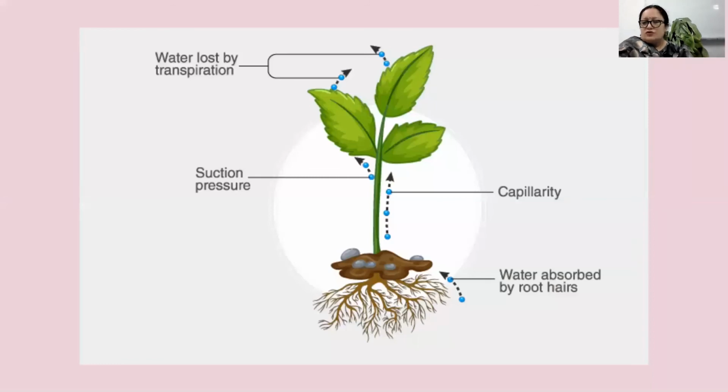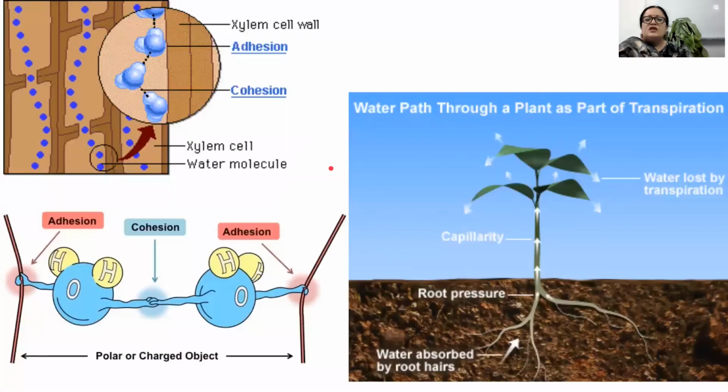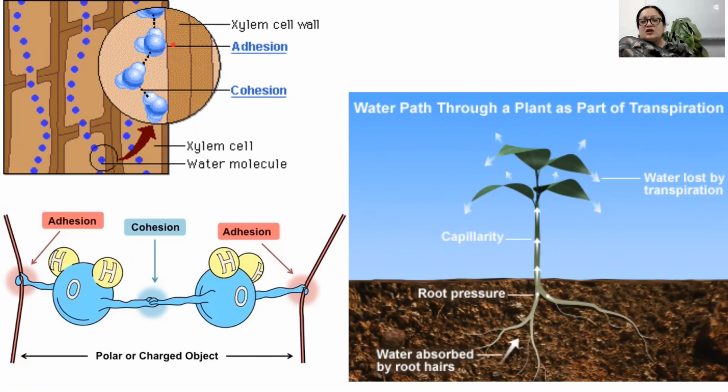So these are the various forces. Roots will absorb water, which will create a root pressure. The narrow capillary structure of the xylem will further help in ascent of sap. The water lost by transpiration will create a suction pressure or a transpiration pull. All of this will help in ascent of sap. Now, as you can see here, the water molecules, when they stick to the sides of the xylem vessels, that is called as adhesion. And when the water molecules attract each other, that is called as cohesion, as you can very clearly see in this diagram.